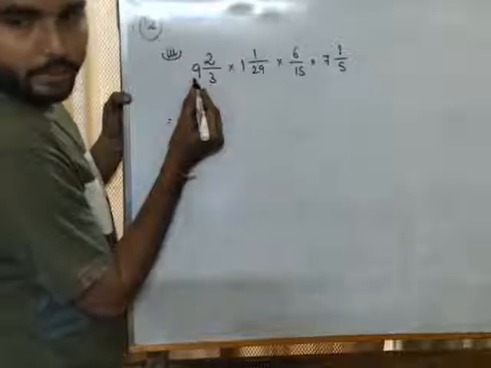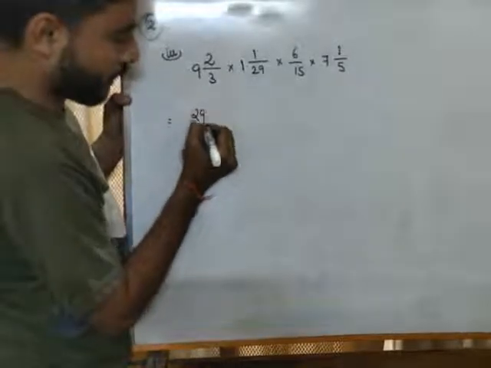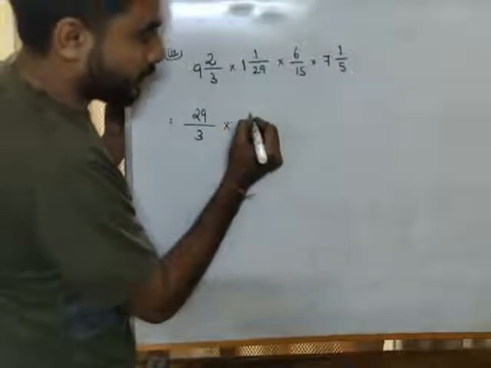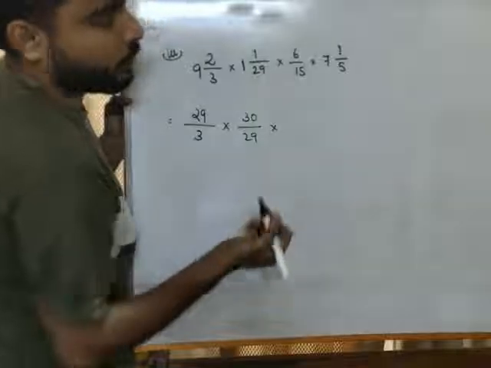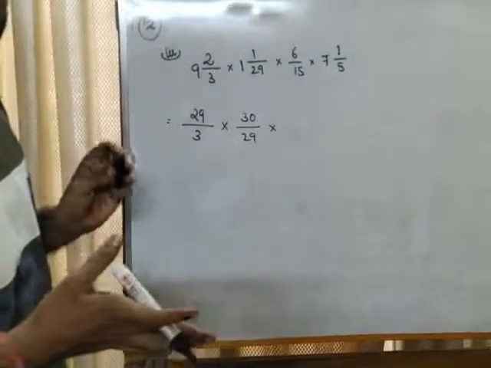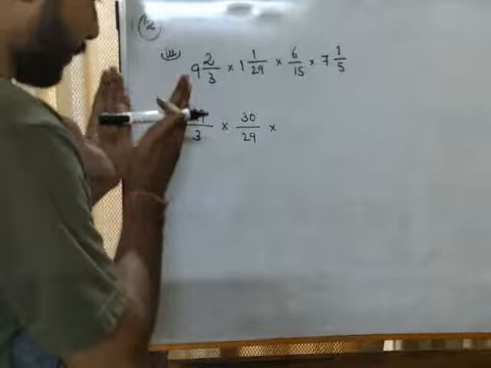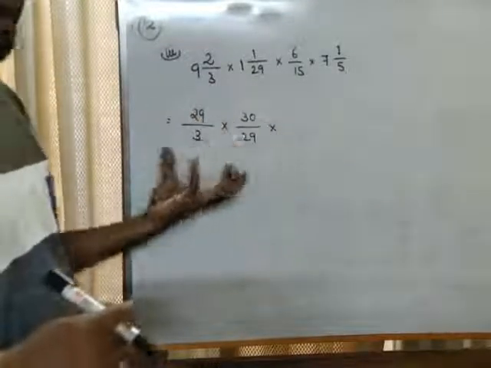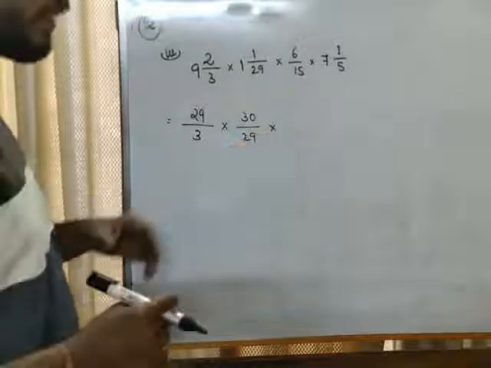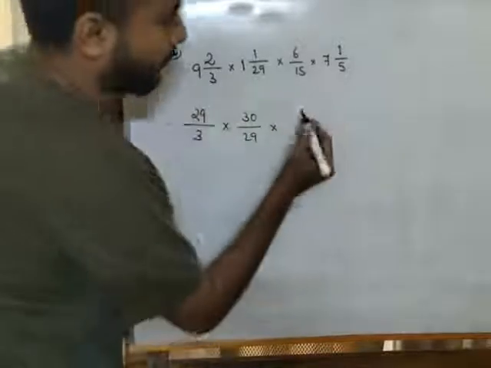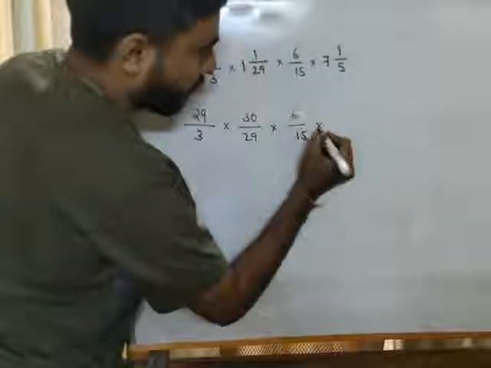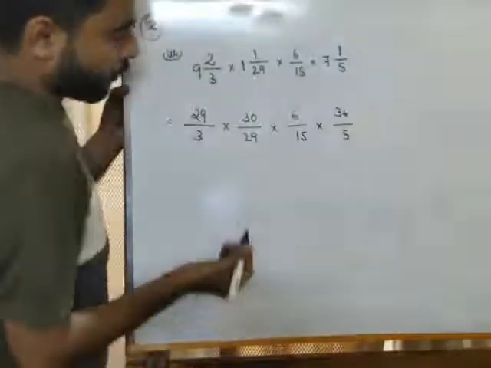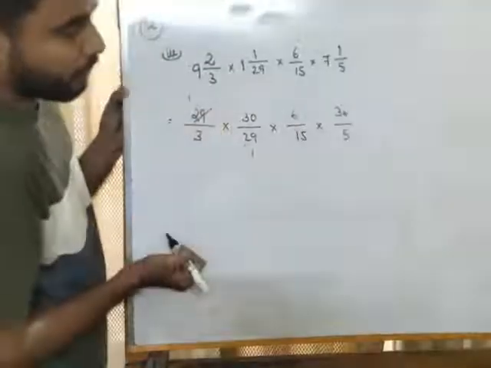9 3 times 27, 27 plus 2 is 29 by 3. 29 into 1 is 29 plus 1 is 30 by 29. When you are multiplying the fractions, try to write the fractions a little far apart with proper distance between them, so that after cancelling the fractions it won't look clumsy. Okay, it is very neat and clean. 7 5 times 35 and 1 is 36 by 5. So now you can see 29 1 times, 29 1 times.